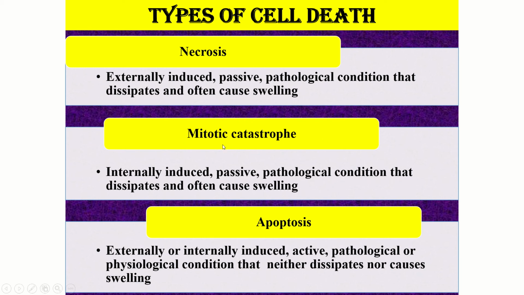Now we'll come to mitotic catastrophe. It is an internally induced passive pathological condition that also dissipates and causes swelling. We have just now talked about the reason for swelling. Then we'll move to apoptosis. What is apoptosis? We had just now discussed. It's an externally or internally induced active pathological or physiological condition that neither dissipates nor causes swelling.